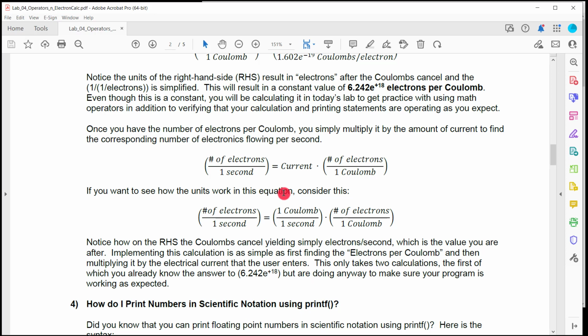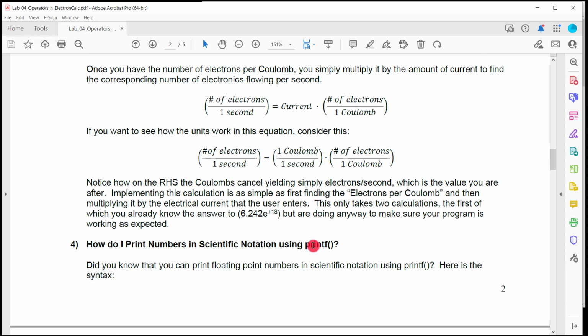Okay, so now if you look at how you could use that number or this math in order to figure out how many electrons it takes to constitute a certain amount of current, you could come to this equation. Number of electrons per second equals the current times the number of electrons per 1 coulomb. If you look at how the units work, current is coulombs per second, and this is number of electrons per coulomb. So basically the coulombs cancel and you get number of electrons per second.